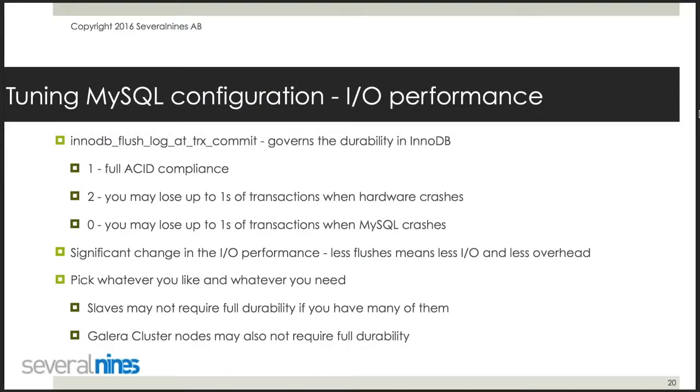I/O performance. So the most important I/O related setting is innodb_flush_log_at_trx_commit, which governs the durability in InnoDB. You can set it to 1 to get the full ACID compliance. On the downside, you'll be doing a lot of I/O because the flush has to happen after every commit, so you lose your I/O performance. You can set it to 2, and you may lose up to 1 second of transactions when the hardware crashes. You can set it to 0, and you may lose up to 1 second of transactions when MySQL crashes.